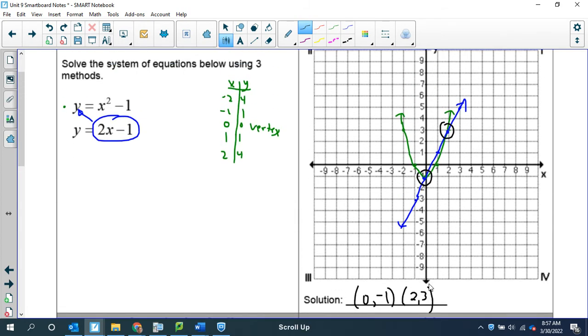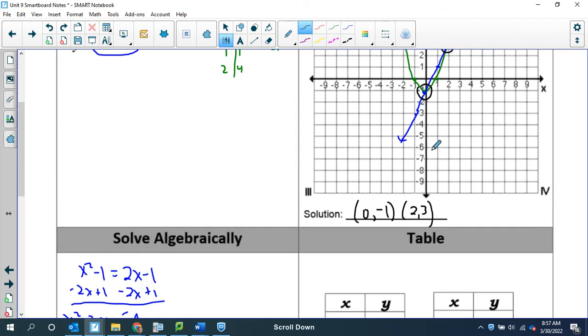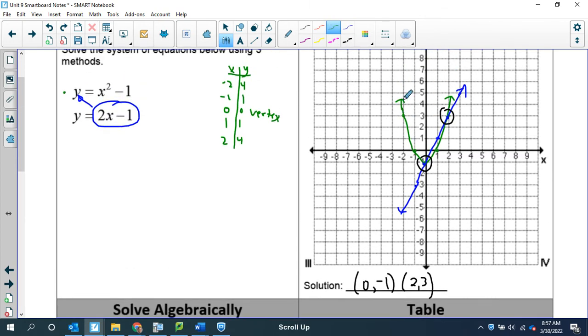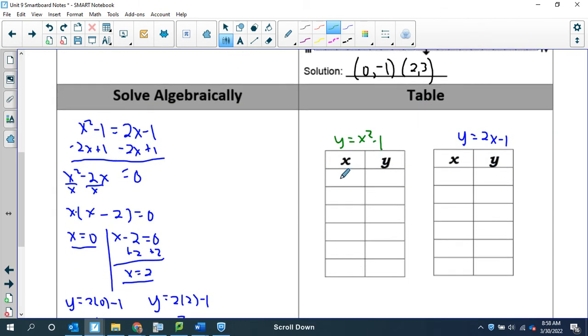All right, pulling out our points from our table. So again, the green is our parabola, y equals x squared minus 1. The blue is our line, y equals 2x minus 1. All right, so for our parabola, we had (-2, 3), (0, -1), (1, 0), and (2, 3). Again, those are just the points I plotted.